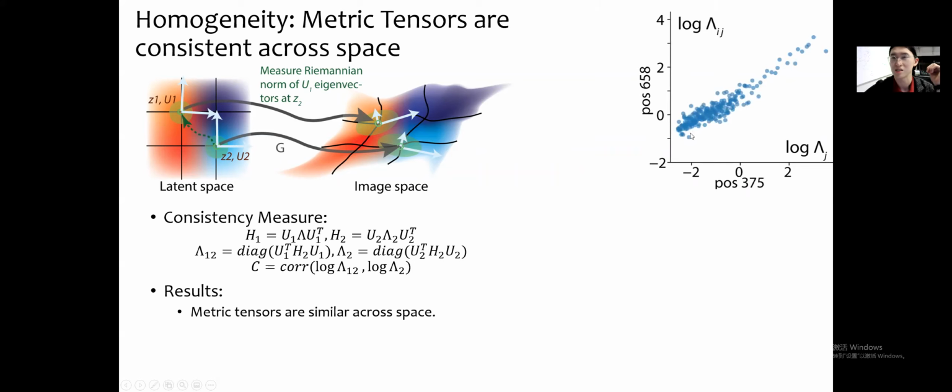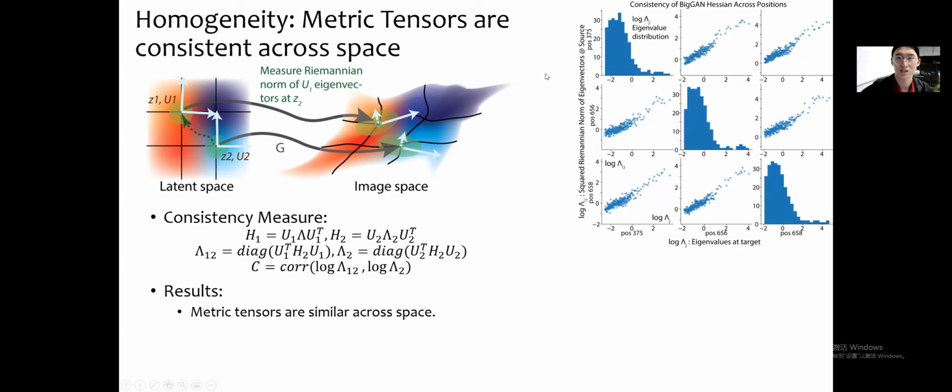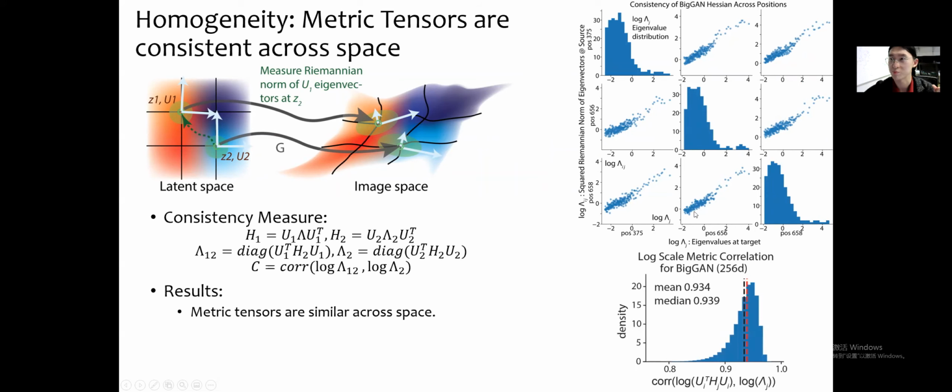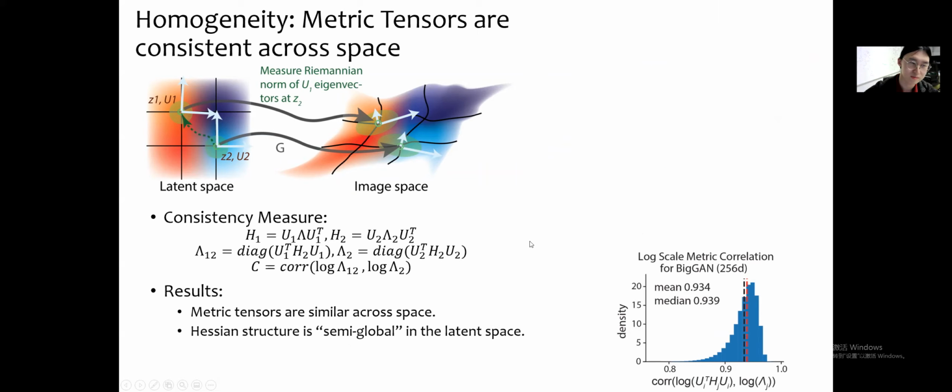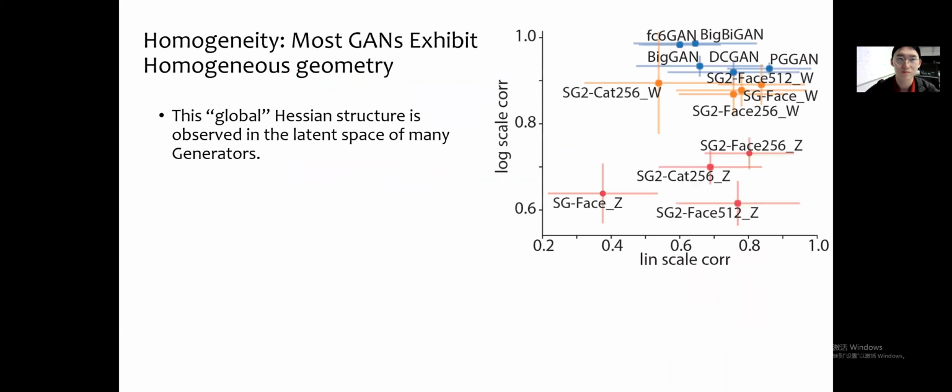And as you see here, the correlation is really high. The directions that induce a large image change at one position also induce a large image change at another location. And this is really consistent across the space. Across 1,000 points in BigGAN, the average correlation is 0.94 on the log scale. The Hessian structure, by this means, is semi-global in the latent space. And we can define an average Hessian for each generator. This is a useful feature for optimization, which we will talk about later.